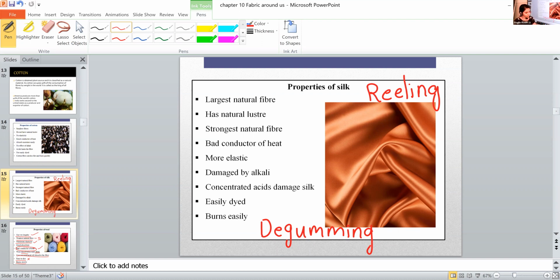Silk is a natural protein fiber. Sericulture means the cultivation of silkworm. Then we learned about the life cycle. The first stage is the egg stage. In this stage, the female moth lays eggs on mulberry leaves, and then the eggs develop into larvae. Once the larvae get enough food, they enter the next stage, the resting stage.